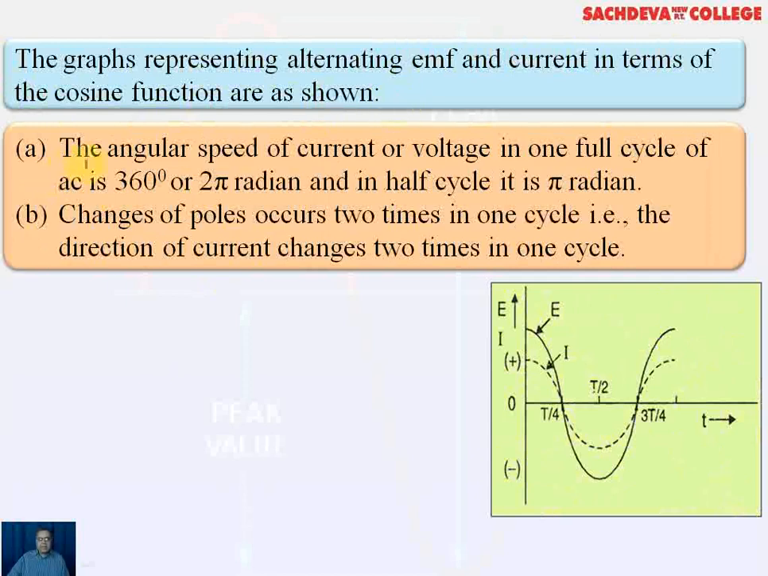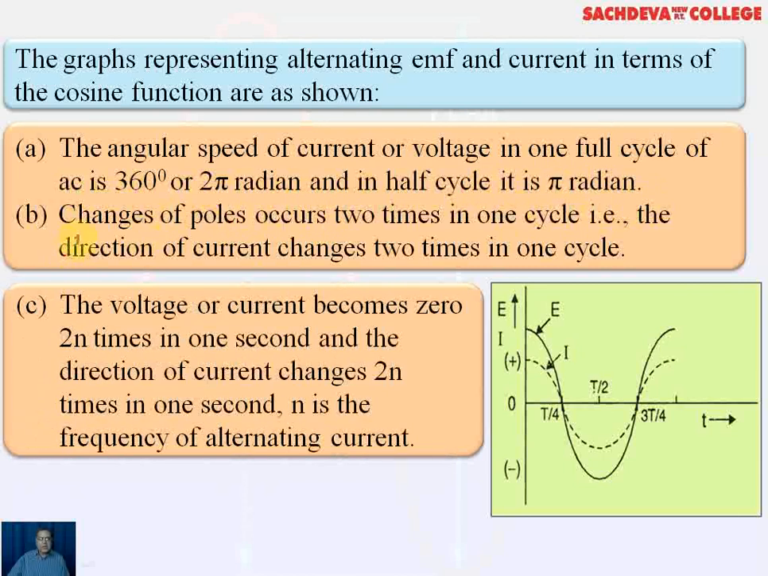The angular speed of the current or voltage in one full cycle of AC is 360 degrees or 2 pi radians. In half cycle, it should be pi radians, that is 180 degrees. The changes of poles occur 2 times in one cycle, that is, the direction of current changes 2 times in one cycle. When current is taken above O, it will be positive. When it is taken below O, it will be negative.